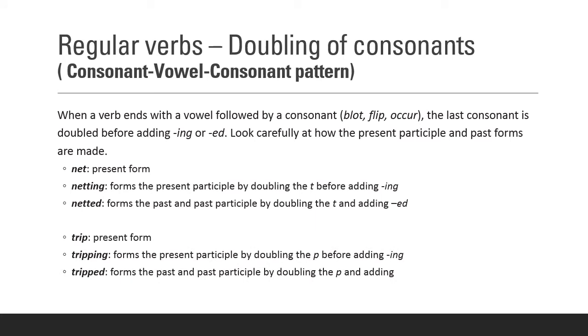Again, trip. Now here, the last three letters of the verb trip are in the form of consonant, vowel and consonant. Again, the present participle is formed by doubling the last consonant P before adding ing, tripping. And again, the past participle is formed by doubling P and then adding ed, tripped.